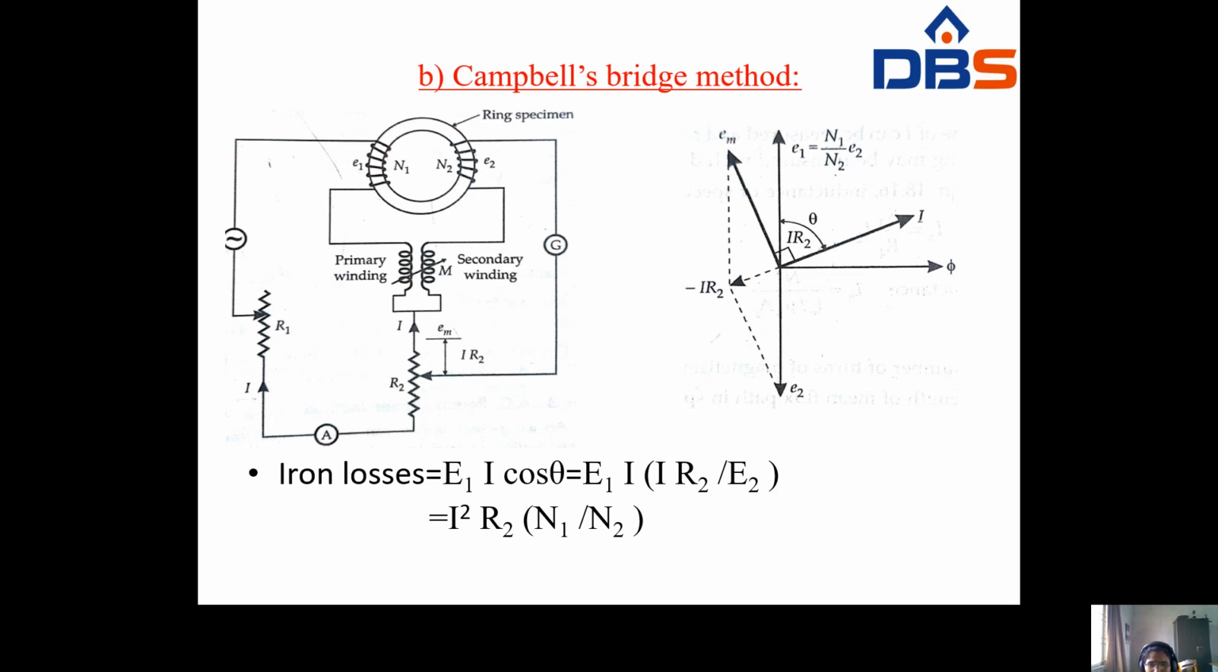This is E1, the mutual EMF. This is the EMF induced E2. This is the EMF induced in the primary winding, and this is the EMF induced in the secondary winding. This is the flux, and this will be the current value. From this, cos theta is nothing but IR2 by E2. So the iron losses can be written as I square R2 of N1 by N2.